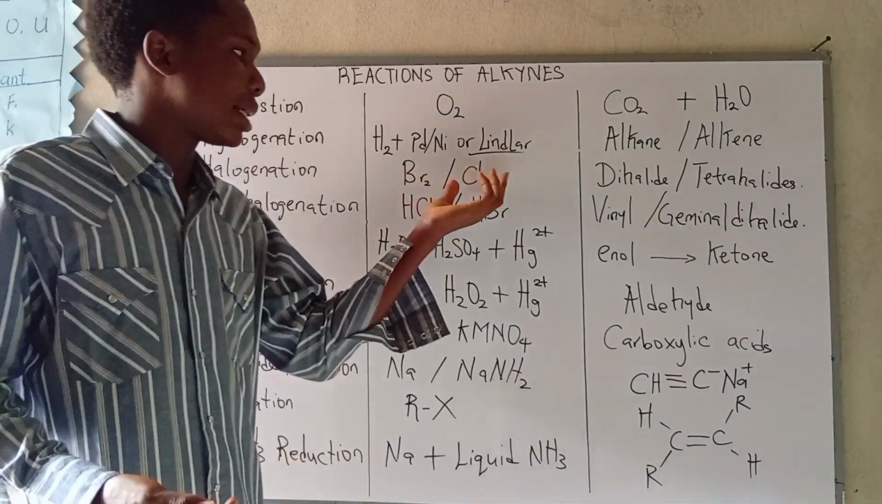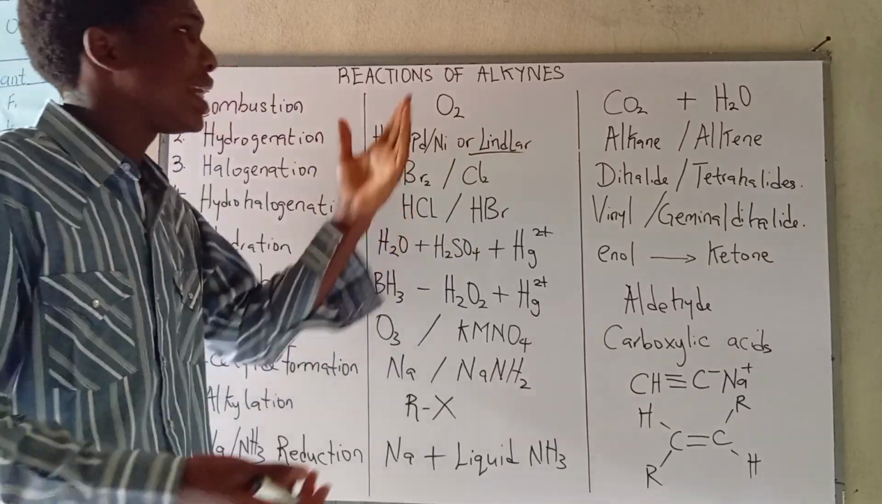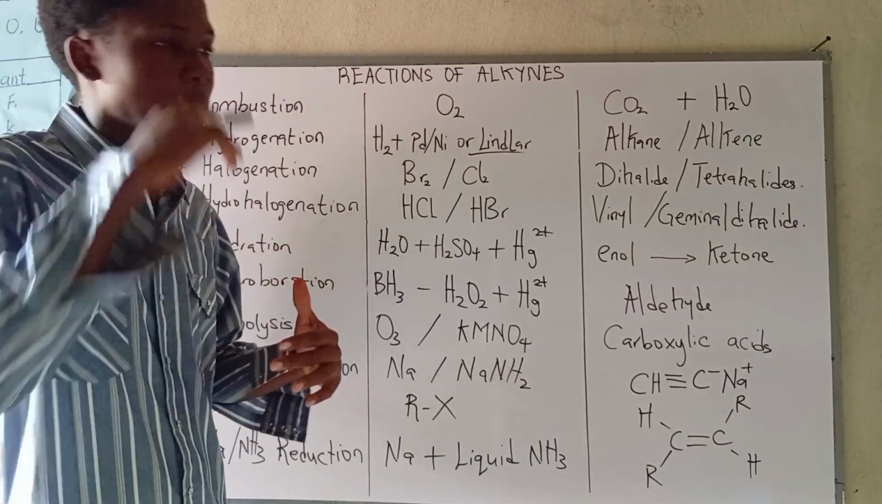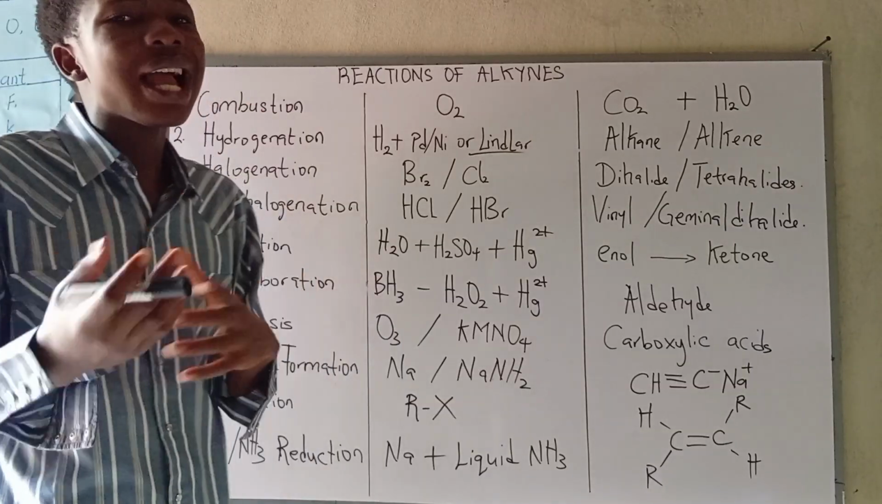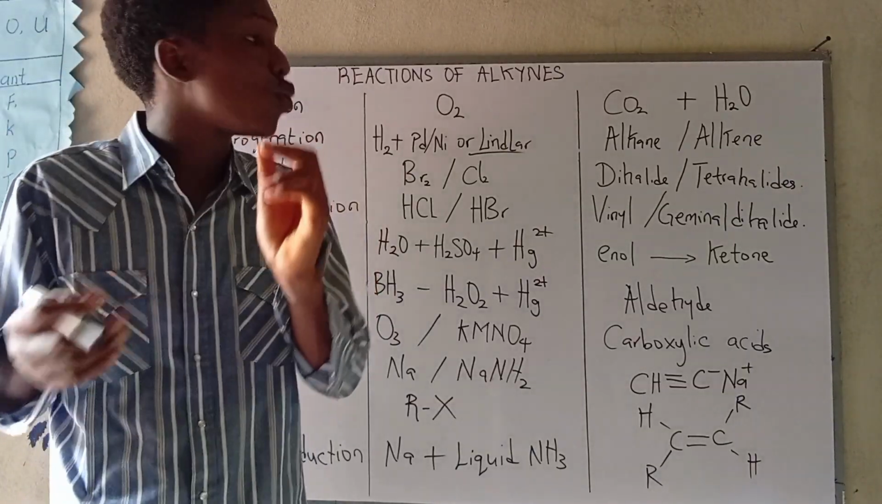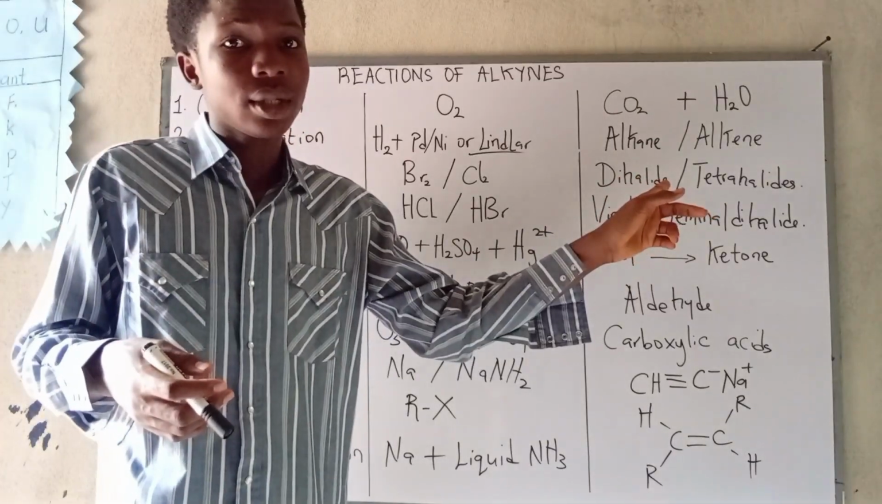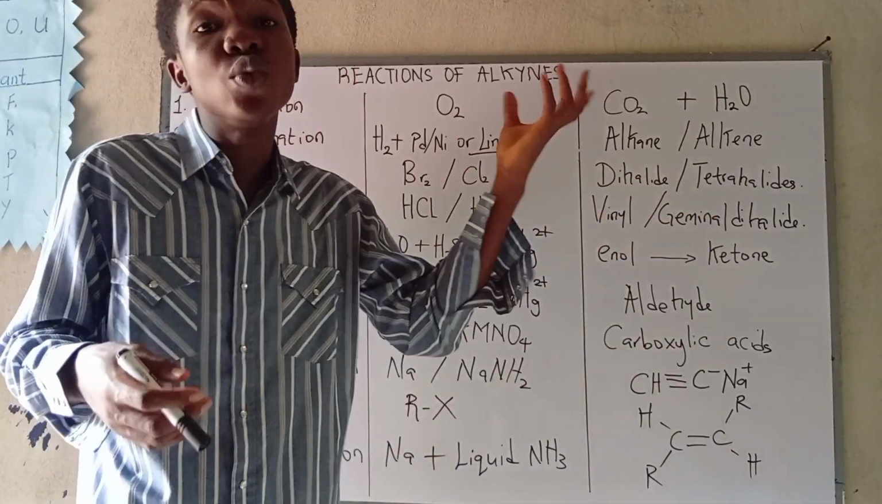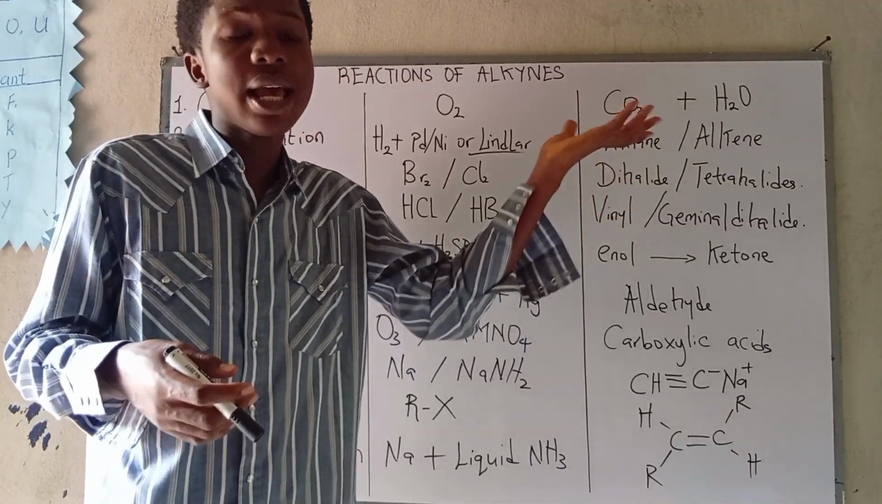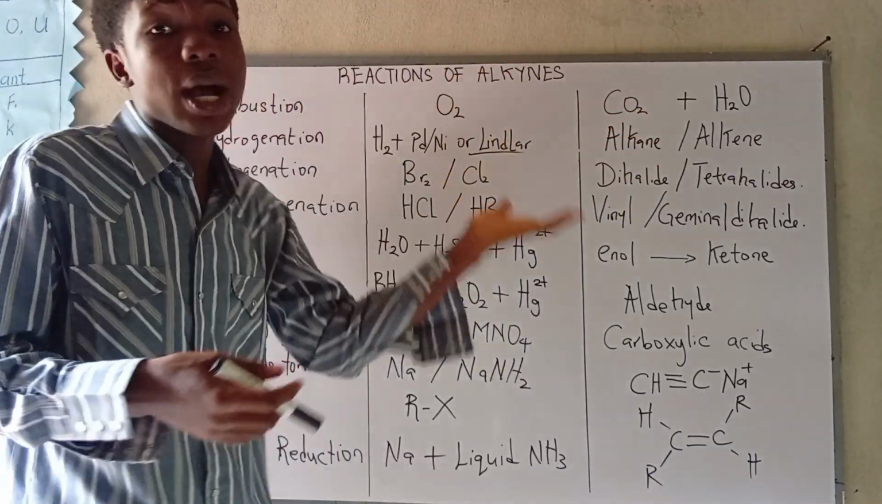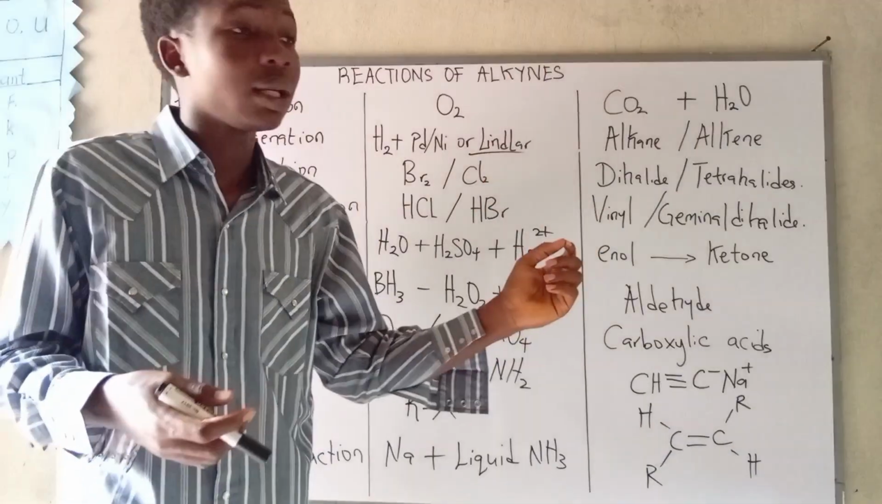I said if we use 1 mole of these guys to attack the alkyne, what is it going to give us? It's going to reduce the alkyne from a triple bond to a double bond, giving it what? A dihalide. It means two halogens will be present in that reduced alkyne to alkene. Two halogens will be present.